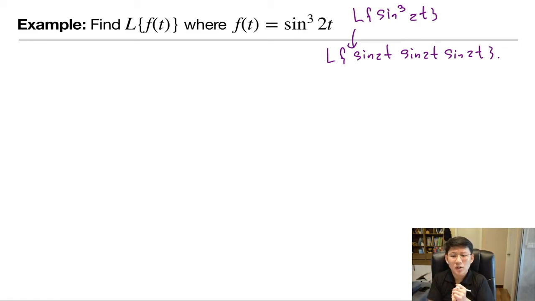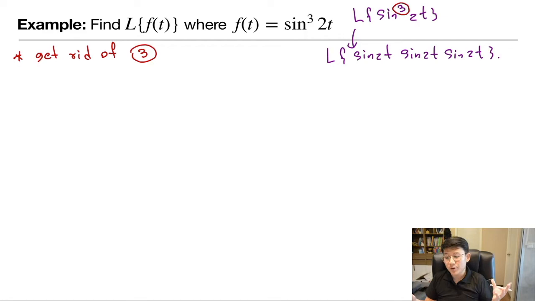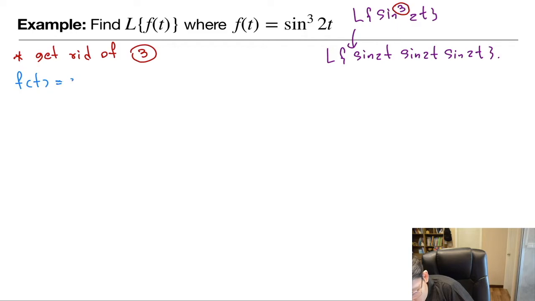To apply the formulas that we have, basically, note, we need to get rid of the 3 here. We need to somehow get rid of the 3 there. So this is a technique. First, I'll just look at f(t), which is sin cubed 2t. And can I write it like this? It's sin squared 2t times sin 2t.